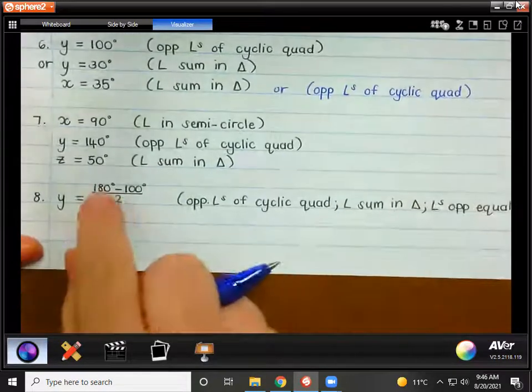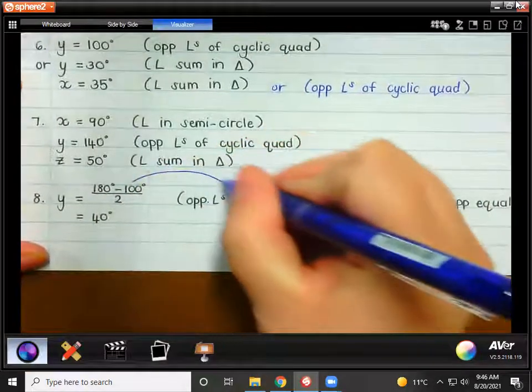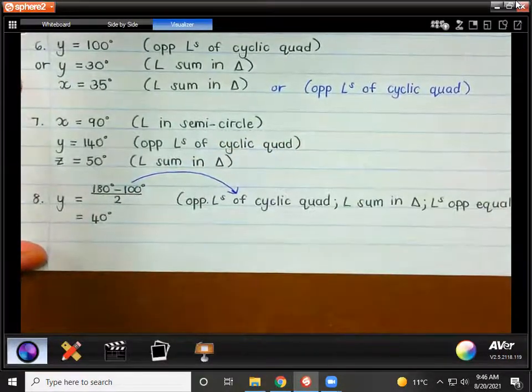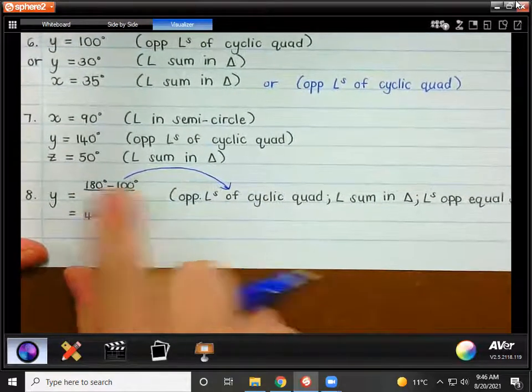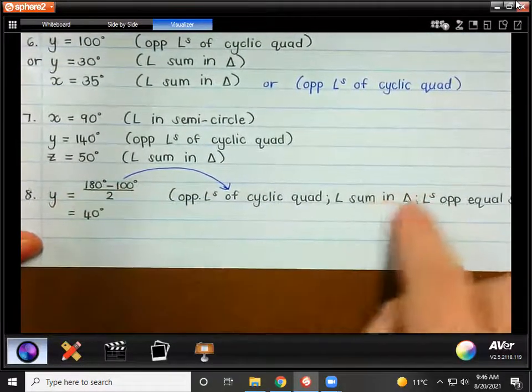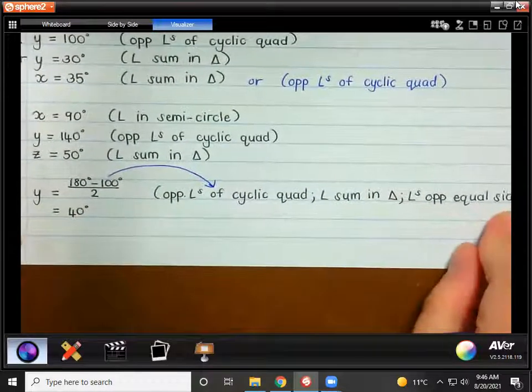So that's what I did. I said 180 minus 100 degrees. Now, how did I get this 100? By using opposite angles of cyclic quads. So that is the reason for getting the 100 degrees. Why am I minusing it from 180 now? Because of angle sum in a triangle. And why am I dividing by 2? Because of angles opposite equal sides.